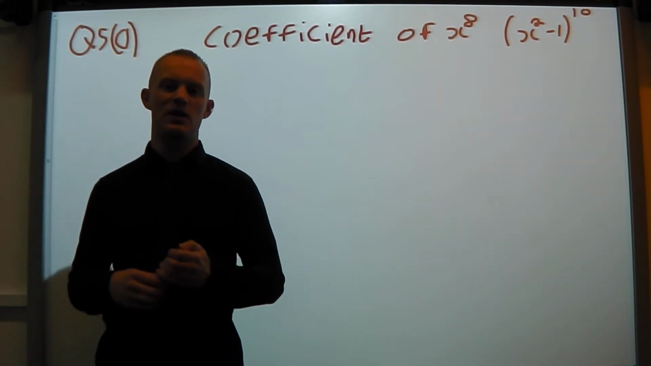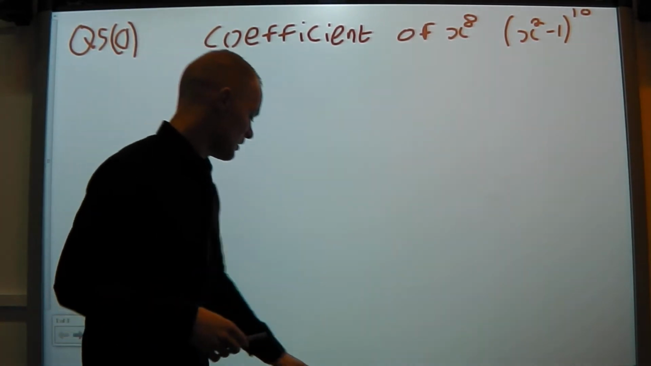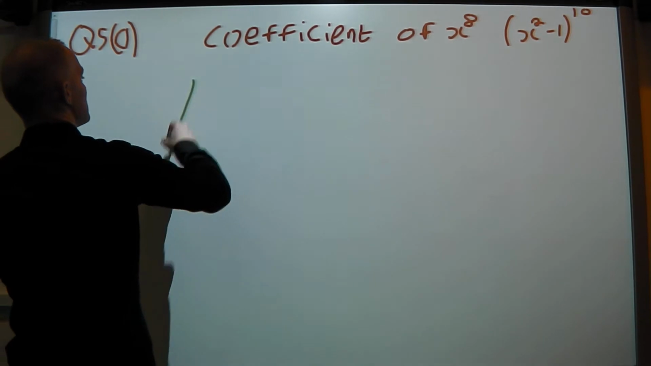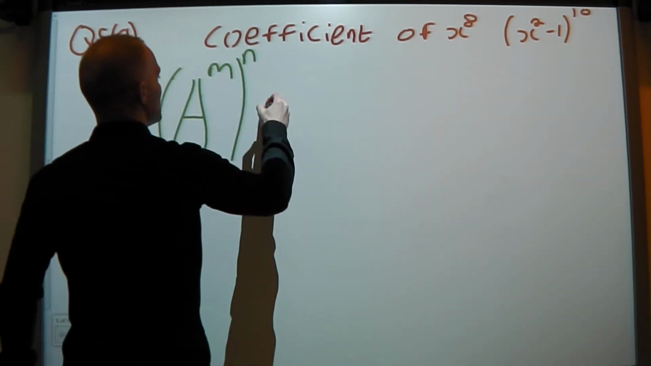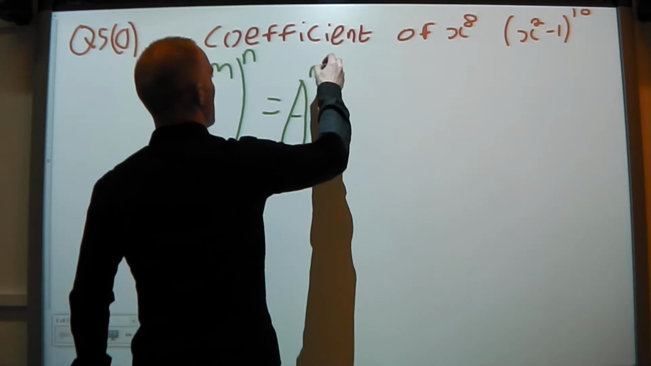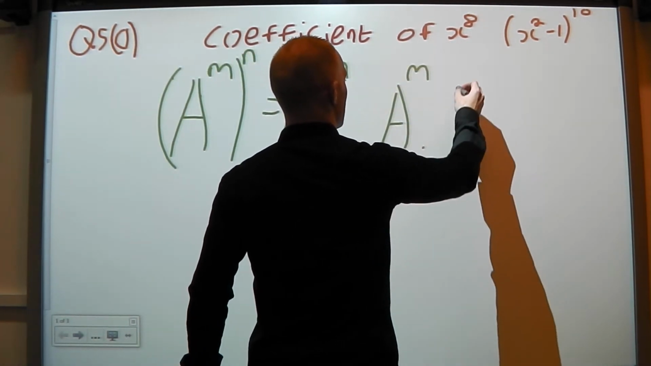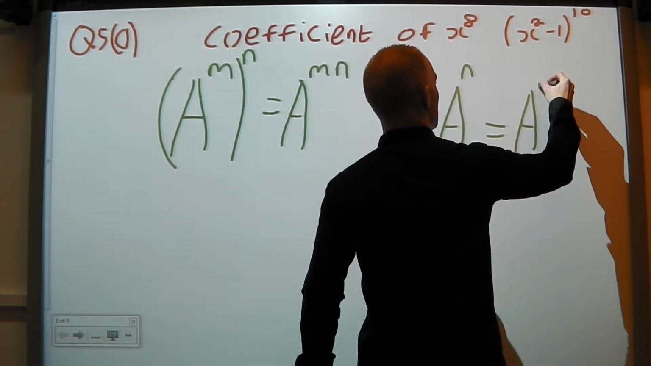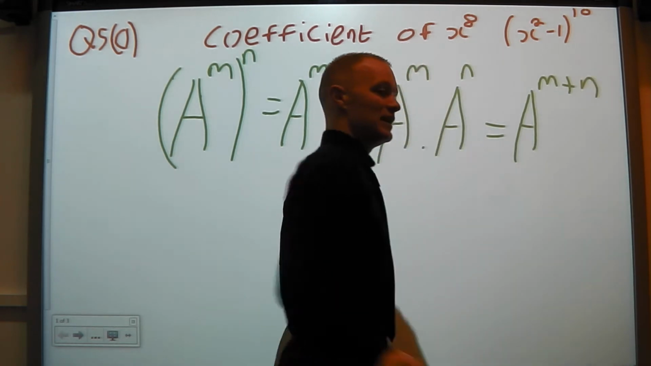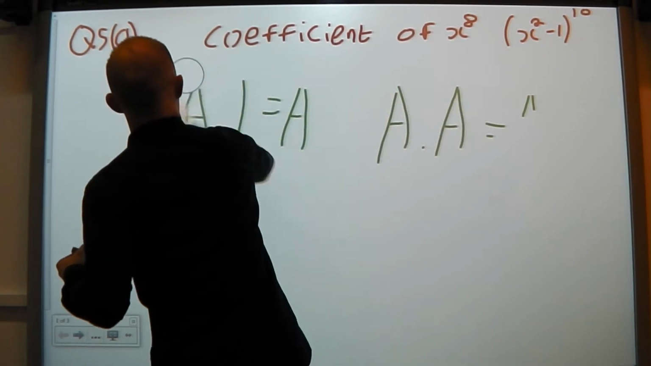Now, just before we start question 5, it's important to know your rules of indices. So I'll just basically do the two main rules of indices. That is that a^m to the power of n is equal to a to the power of m times n, and then a^m multiplied by a to the power of n is equal to a to the power of m plus n. We'll leave these rules up for when we continue. So just get that out of the way.